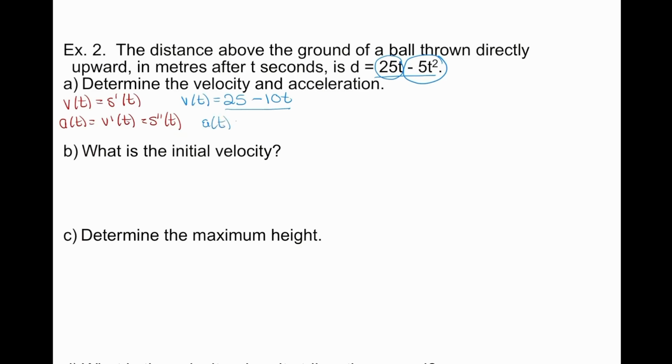So my derivative of 25 is 0. I don't need to include it. My derivative of negative 10t is just negative 10. So now I have my two equations.